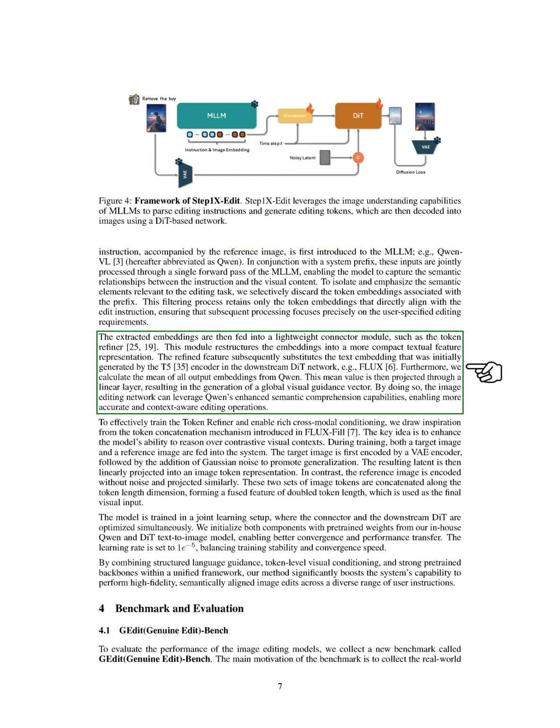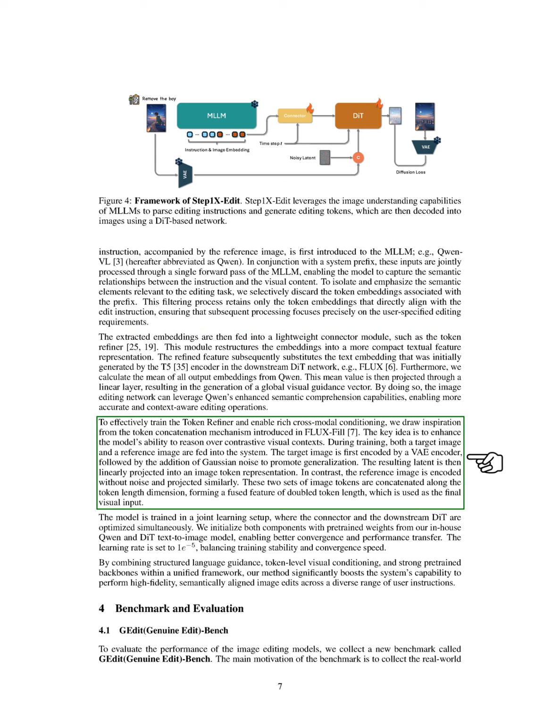Next, we pass the extracted embeddings to a lightweight connector module, like the token refiner, which compresses them into a more compact textual feature representation. This refined feature replaces the initial text embedding generated by the T5 encoder in the DiT network, such as Flux. We also calculate the average of all output embeddings from Qwen, which we then project through a linear layer to create a global visual guidance vector. This enables the image editing network to utilize Qwen's enhanced understanding for more precise editing.